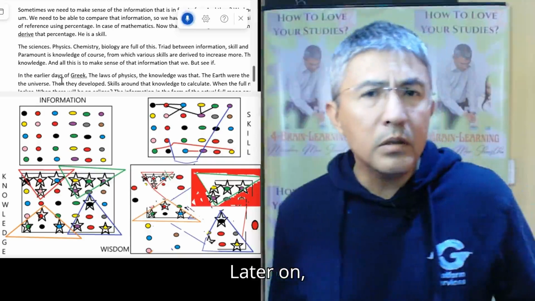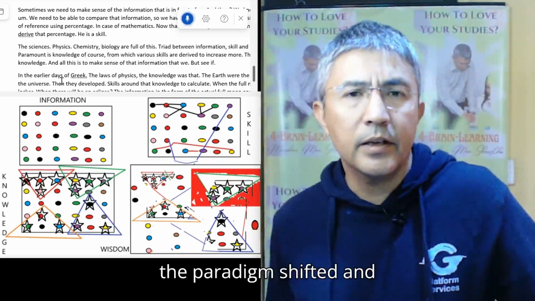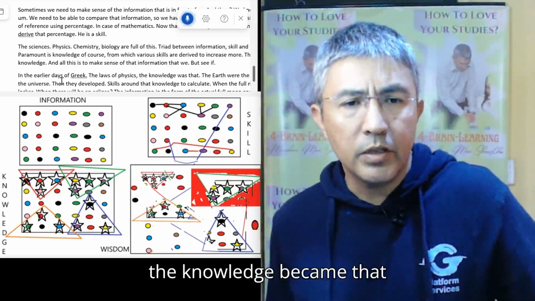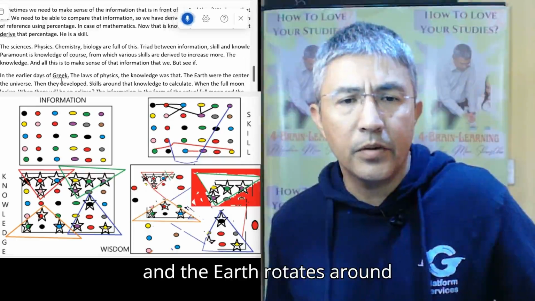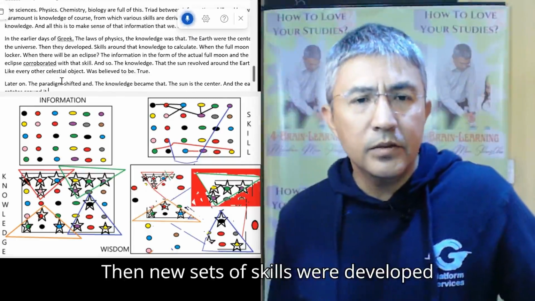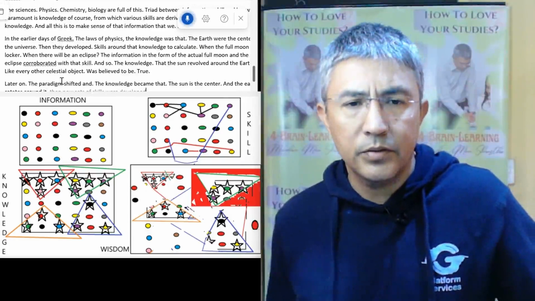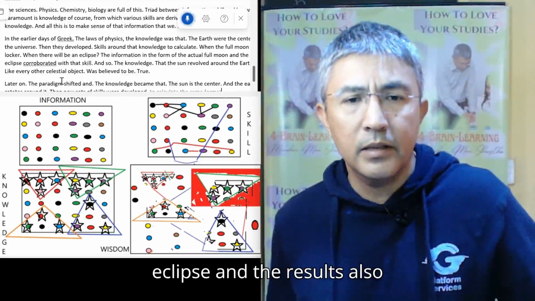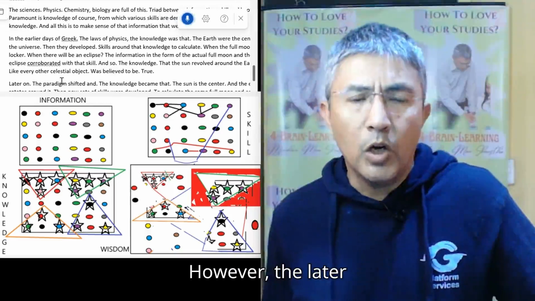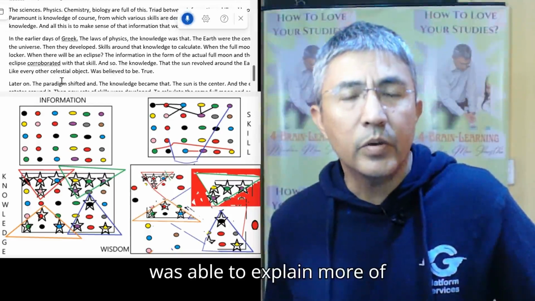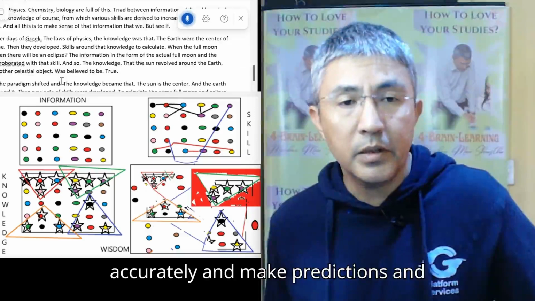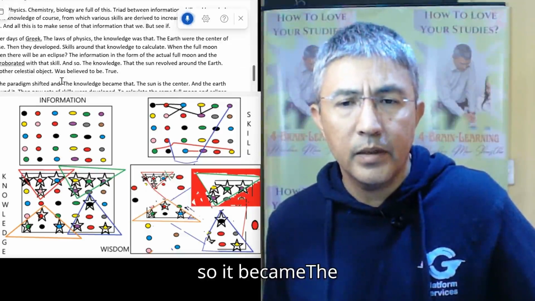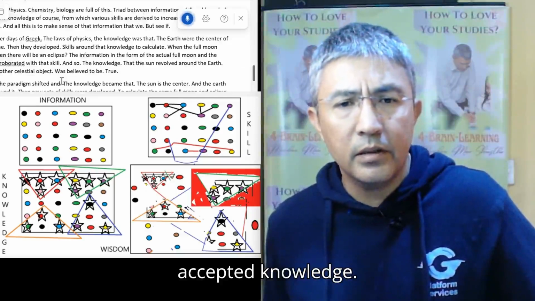Later on, the paradigm shifted, and the knowledge became that the sun is the center, and the earth rotates around it. Then new sets of skills were developed to calculate the same full moon and eclipse, and the results also corroborated. However, the later theory was able to explain more of the information that we got accurately and make predictions, and so it became the accepted knowledge.